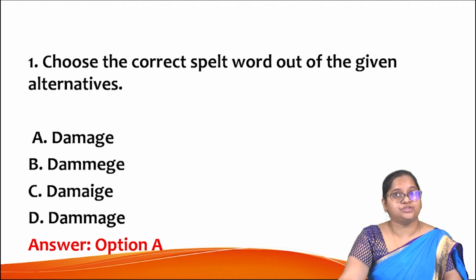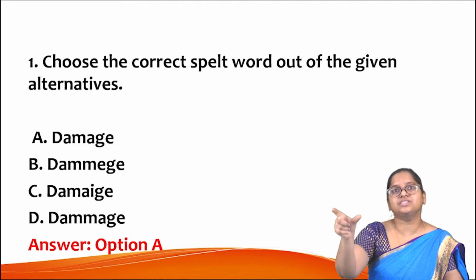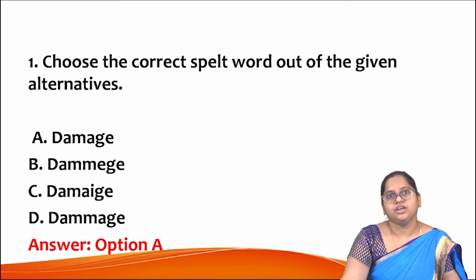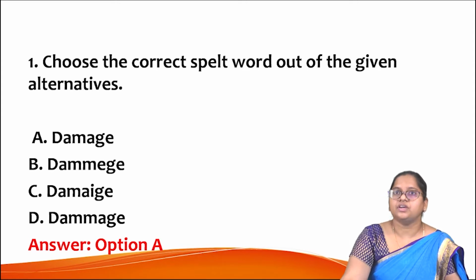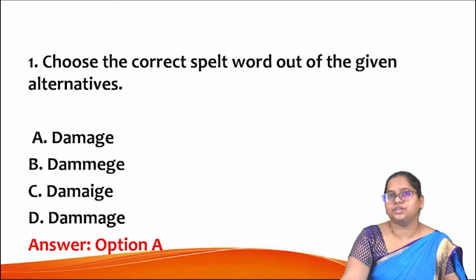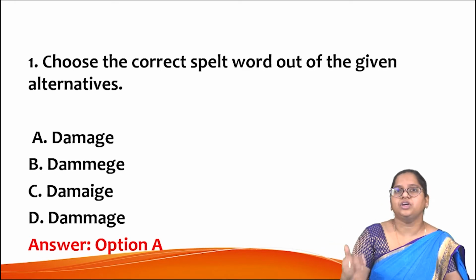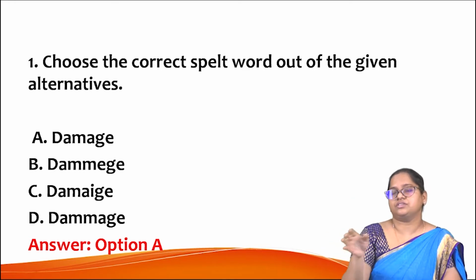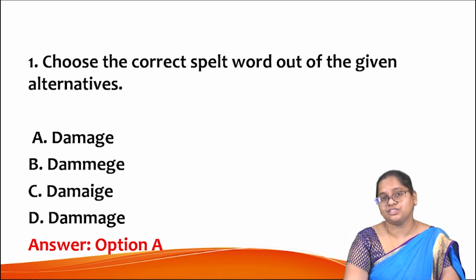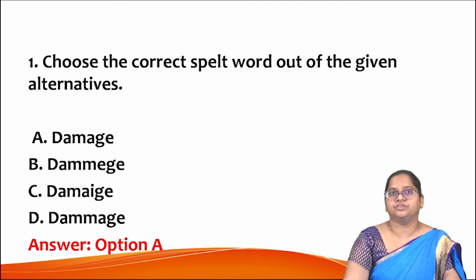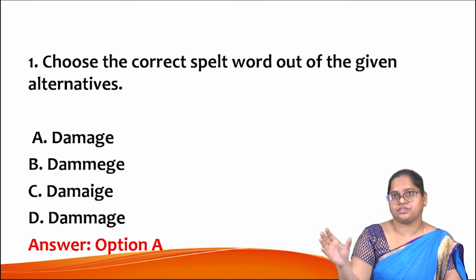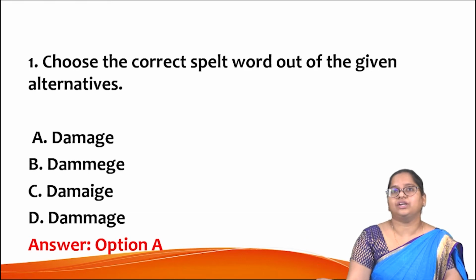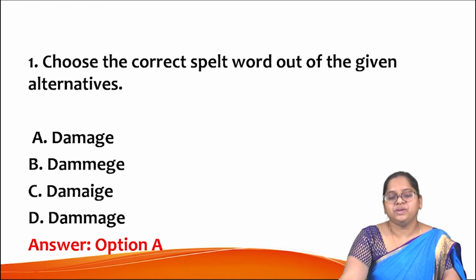Choose the correct spelt word out of the given alternatives. This will be the framing of the question in your verbal aptitude exam. So what is the correct word? They will give you questions like this. Don't think about the option given as the answer, because that I have given for you to understand. The question will be like this: choose the correct spelt word out of the given alternatives. Now A, B, C, D.